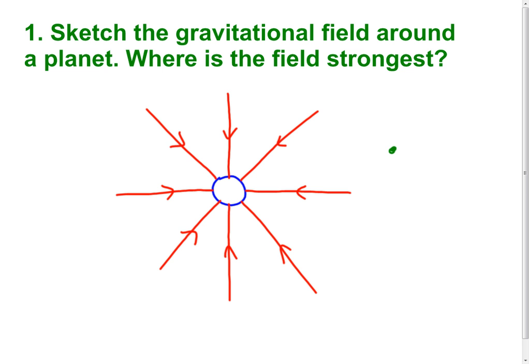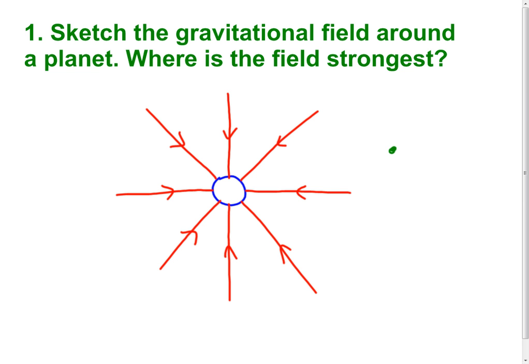Now we don't really at this stage want the lines going all the way to the middle, and I'll talk about why in a moment. Where is the field strongest? The answer is at the surface of the planet. So on the surface of the planet, that's where the field lines are closest to each other, and that's where the field is strongest.